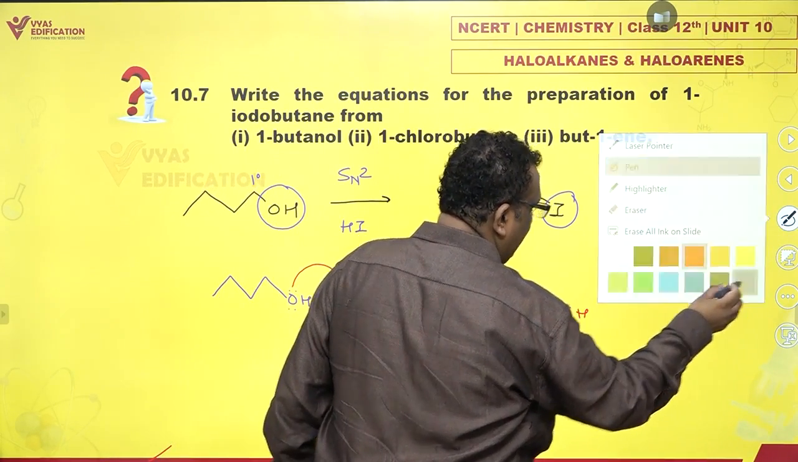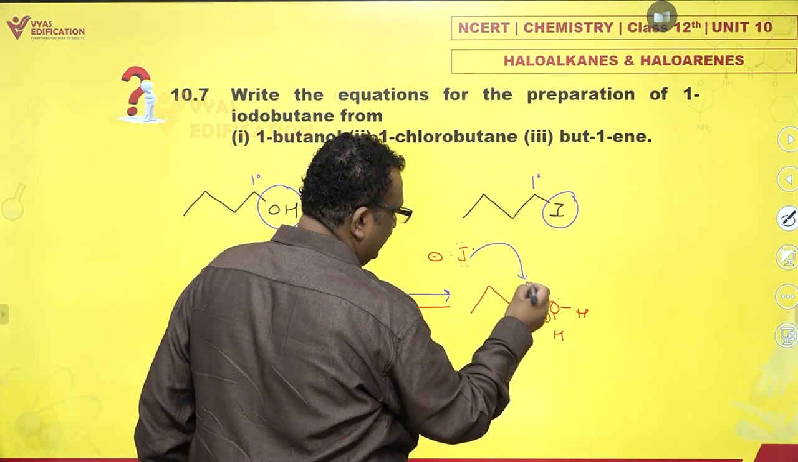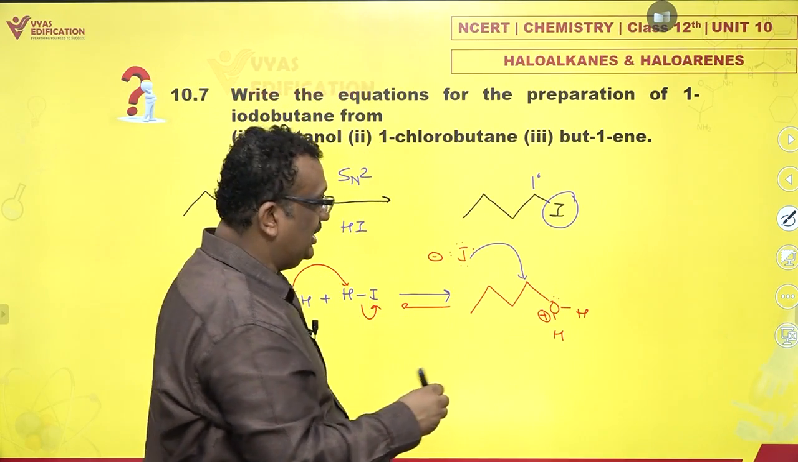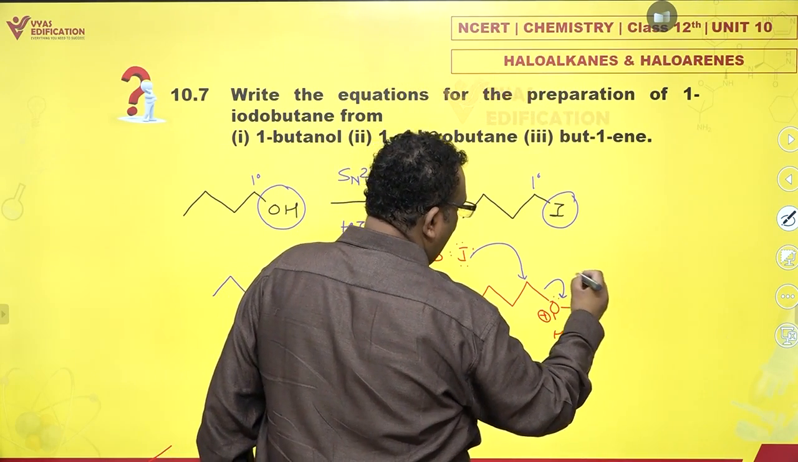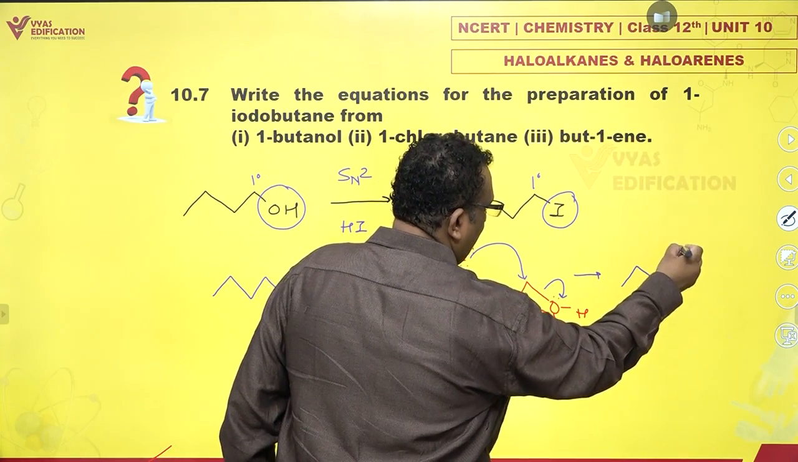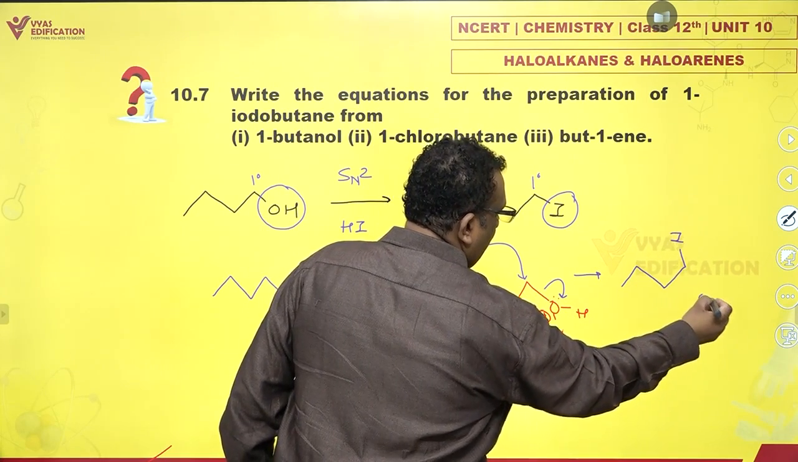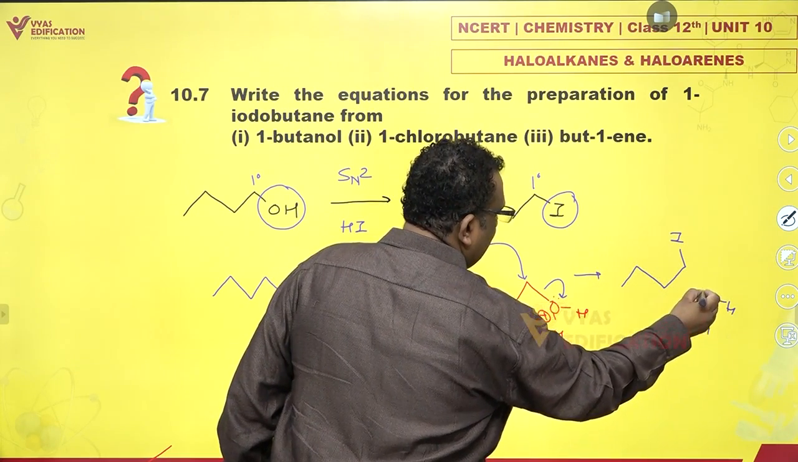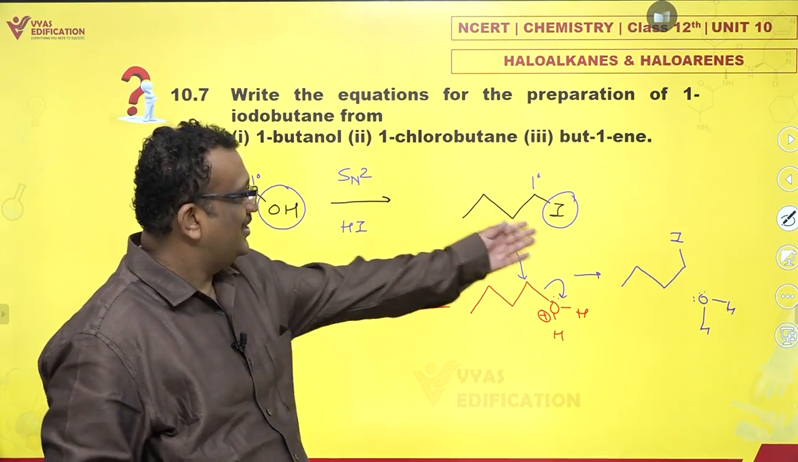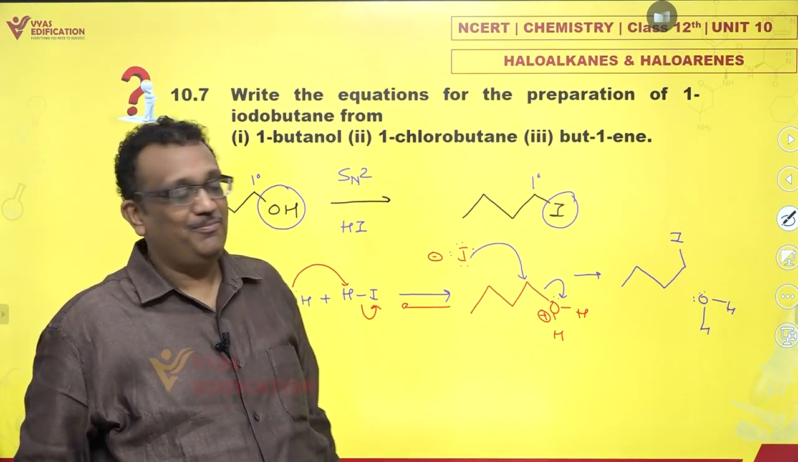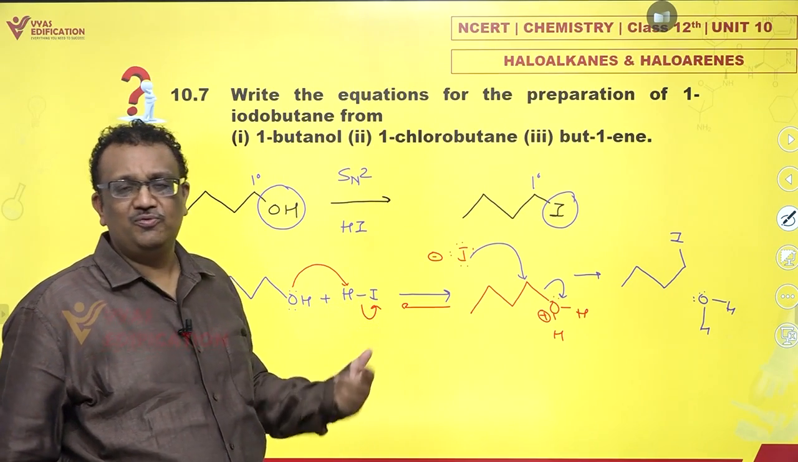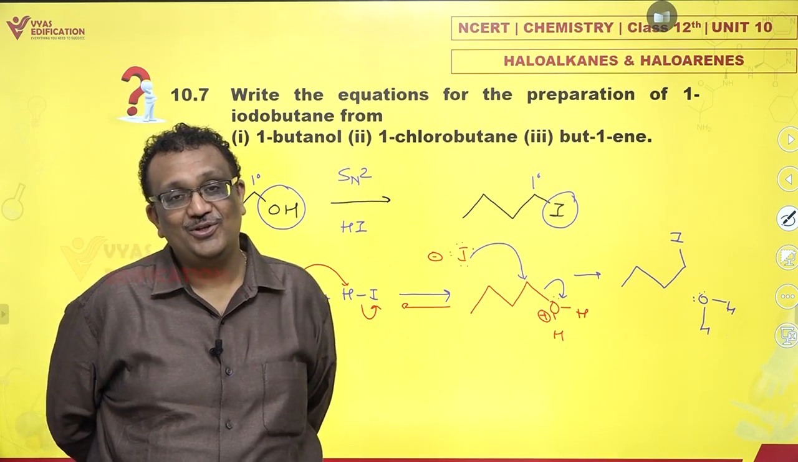So if there is an attack now, this is a classic SN2 attack. And if this pushes out H2O, I would get something like this. This is 1-iodobutane, yes. And I get H2O, yes, very much. Is it a good method? It's a beautiful method with one limitation.